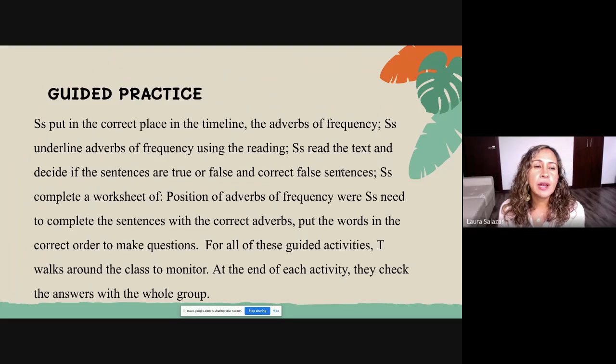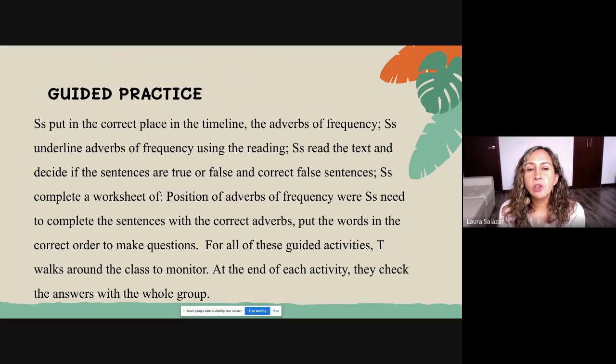For the guided practice, the students put in the correct place in the timeline the adverbs of frequency. Students underline adverbs of frequency using the reading. Students read the text in detail and decide if the sentences are true or false and correct the false ones.